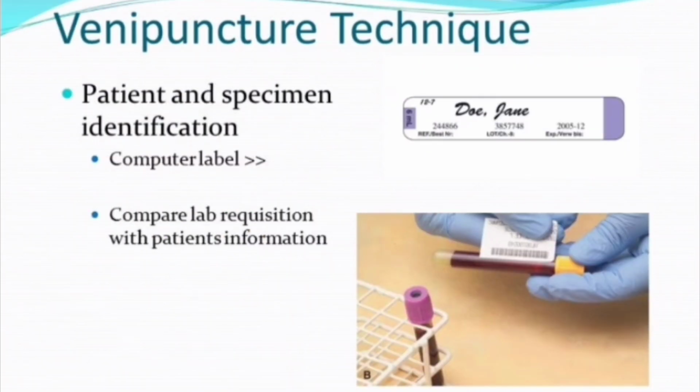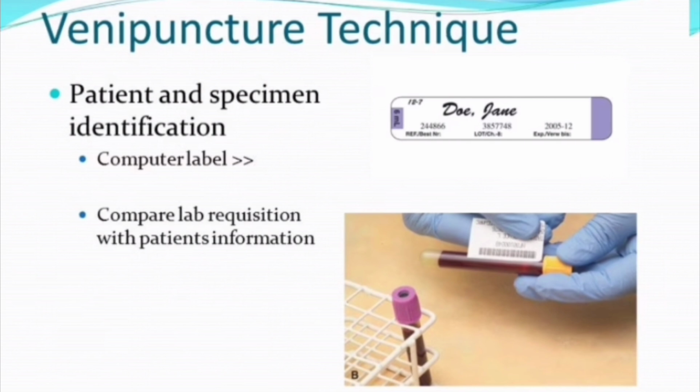Next, venipuncture technique: patient and specimen identification. Complete the computer label. Compare the lab's requisition with the patient's information.